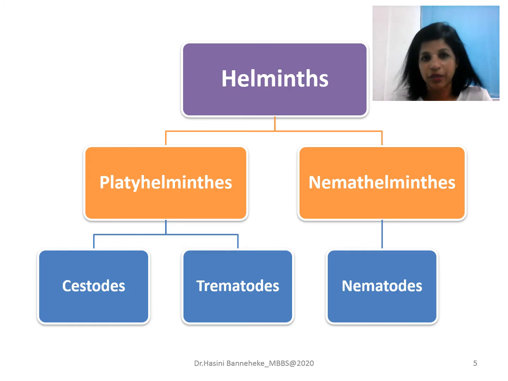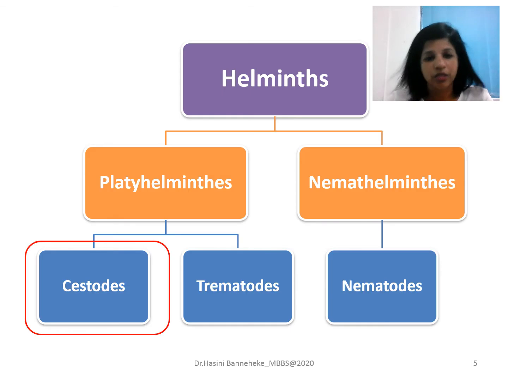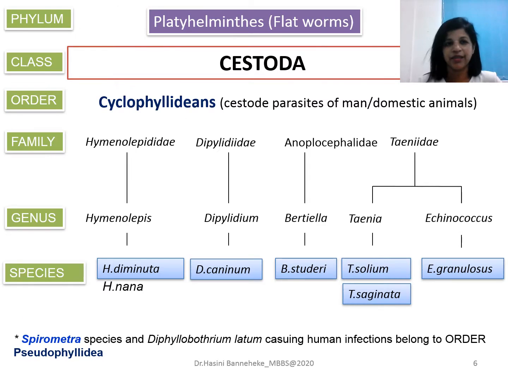Now platyhelminthes includes two classes called Cestoda and Trematoda. So what we are going to learn today are the cestode infections. Those are flatworms, which in lay terms are called tapeworm infections. So let's see the classification.